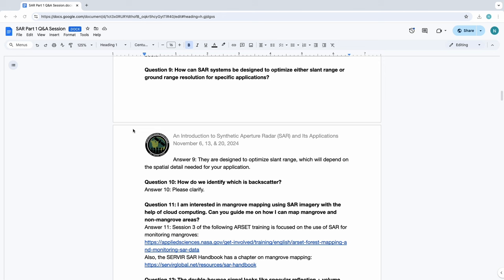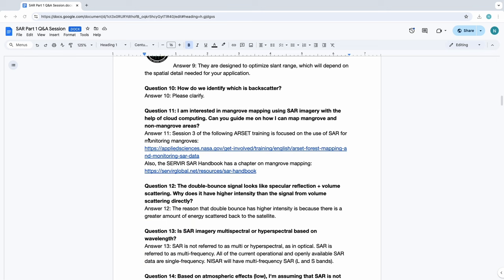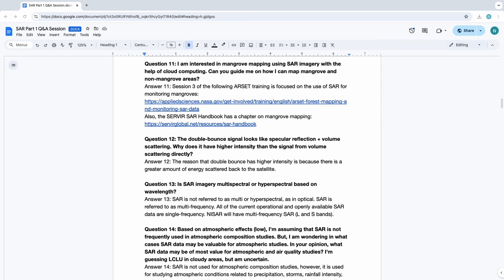Question 11, I'm interested in mangrove mapping using SAR imagery with the help of cloud computing. Can you guide me on how I can map mangroves and non-mangrove areas? This is a great question. There was an ARSET webinar, and one of the sessions focused on monitoring mangroves. There's also the Surveyor SAR handbook that has a chapter on mangrove mapping. I have a colleague at JPL, Mark Simard, who has done a lot of work on mangrove mapping using radar, and he's got a body of literature.